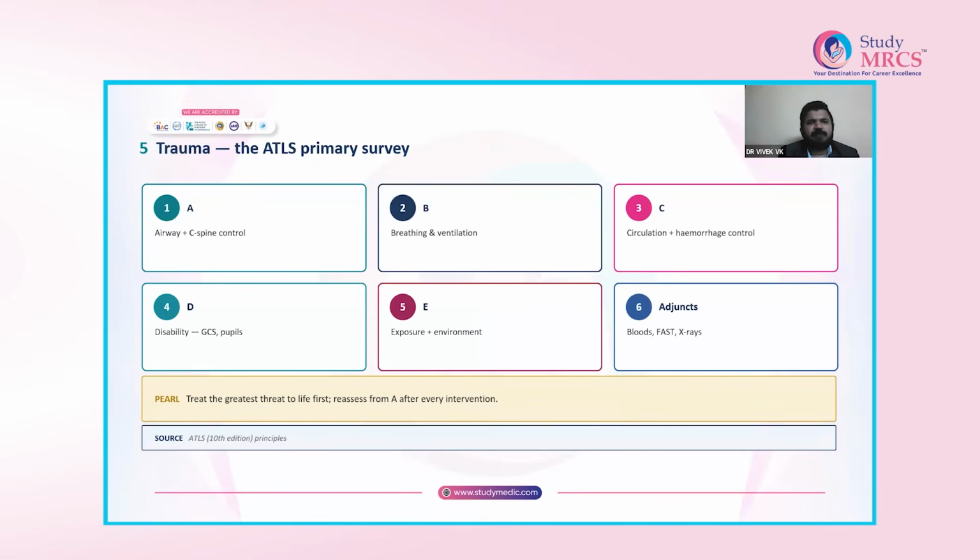So this is about the ATLS primary survey in a trauma patient. That is ABCDE. A means the airway. In a trauma setting, you have to consider the cervical spine also along with the airway. Breathing and ventilation. The C means circulation and hemorrhage control. D means disability. You have to check the pupils. You have to look at the Glasgow Coma Scale.